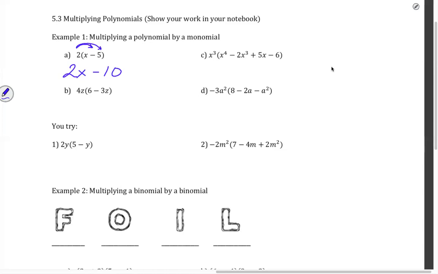With B, the only thing we have to pay attention to is what to do with variables, okay? So we know we're going to distribute this 4z to each of the two things in the parentheses, the 6 and the -3z. But here's the thing. When I do 4z times 6, that's 24z, because I did 4 times 6 and I got 24. All right? But now when I do 4z times -3z, well, 4 times the -3 is -12. All right? No biggie on that.